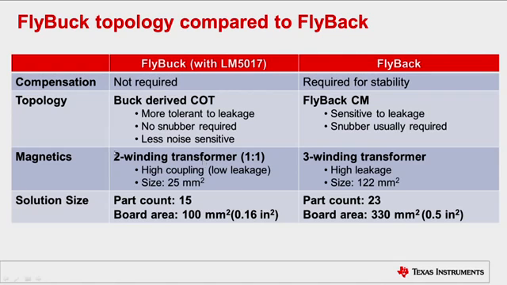The flybuck topology requires a 2-winding transformer for 2 outputs, whereas a flyback topology requires a 3-winding transformer for 2 outputs. In addition, the flybuck topology transformer turns ratios are even, whereas the turns ratios in the flyback topologies are very asymmetric, which results in a much smaller magnetics design for flybuck compared to the flyback topology. All these add up to give the flybuck topology significant advantage in terms of the part count and solution size.